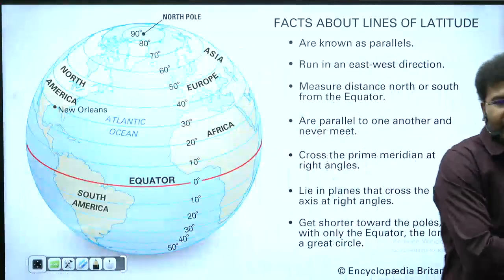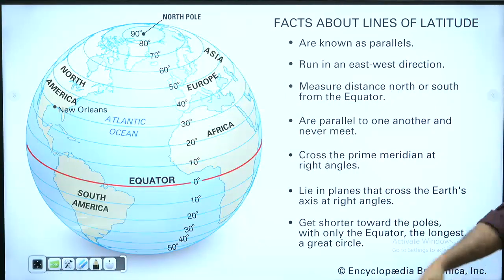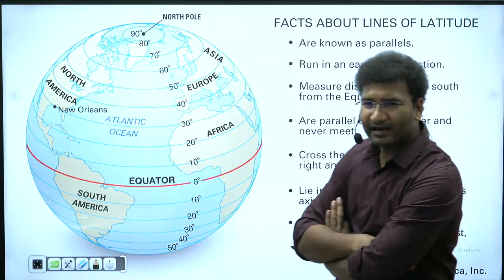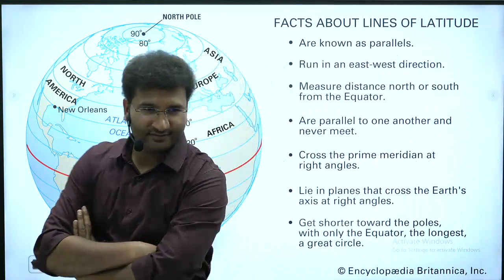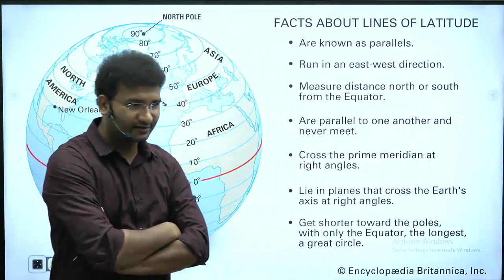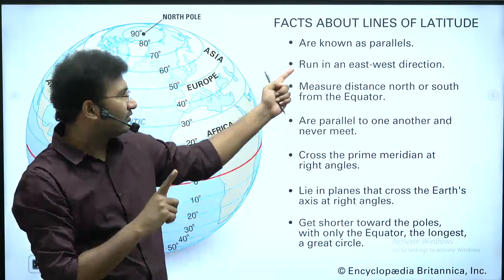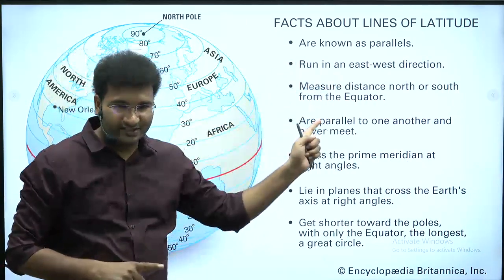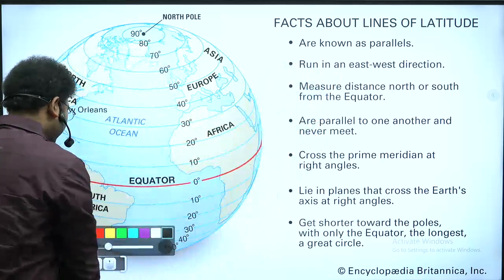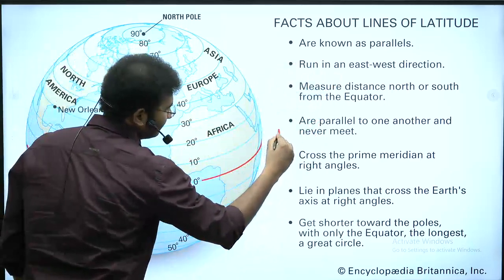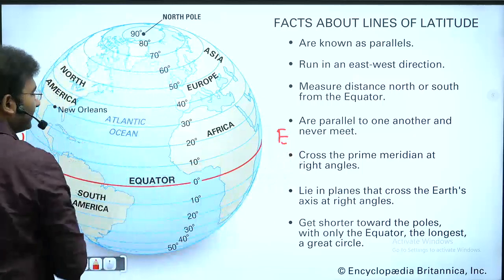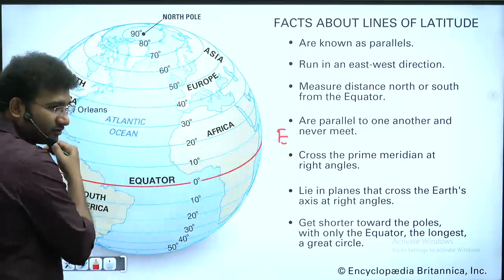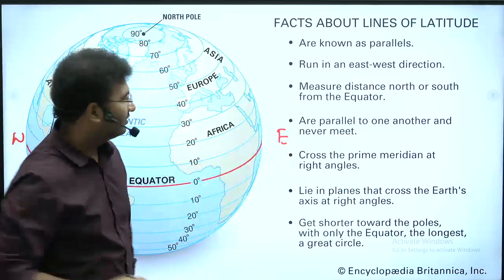Now look at this quickly. This is a small fact. Latitudes are also known as parallel lines on the earth. ठीक है, imaginary parallel lines on the earth. Number 1. Number 2, they run east-west. This is your east. This is your west. ठीक है, they run from east to west or west to east. You know this?